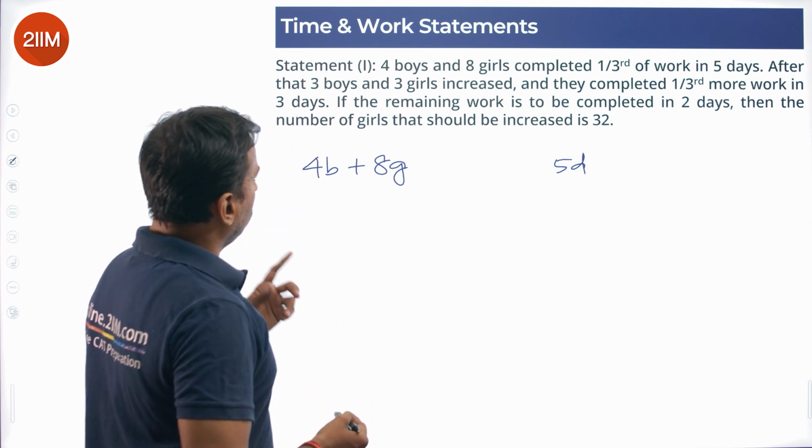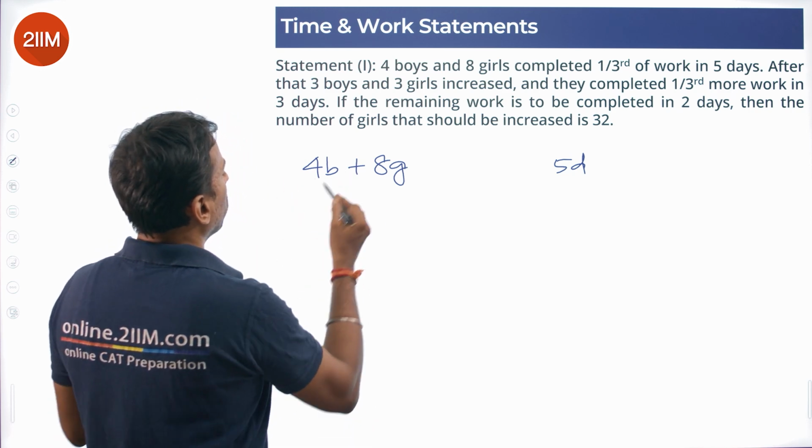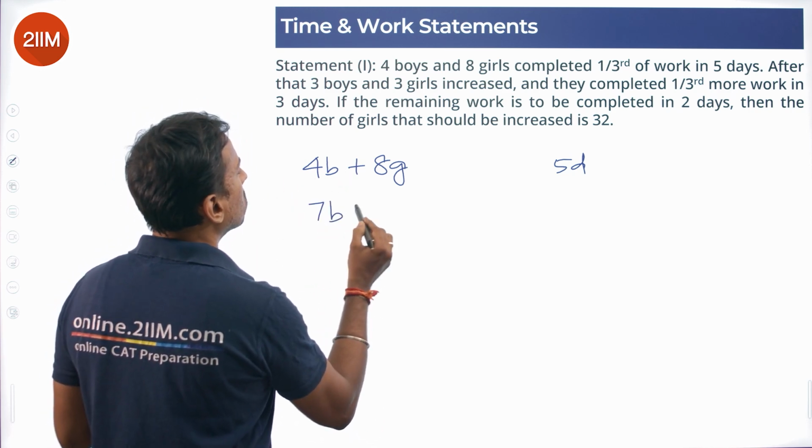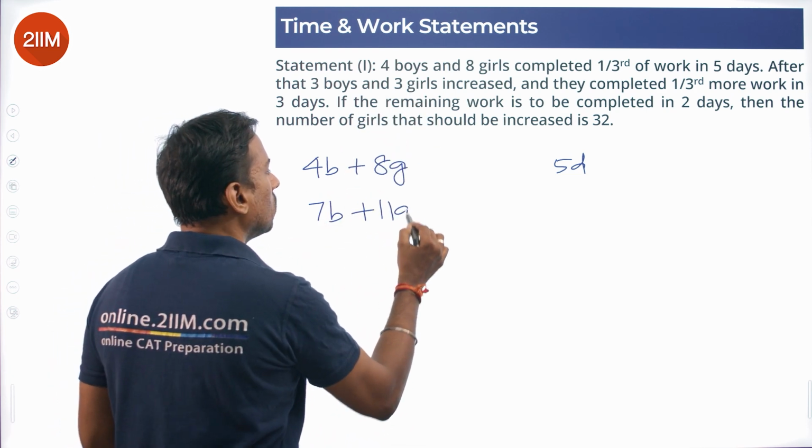After that, 3 boys and 3 girls increased. So with this team, 3 more boys. So that means now there will be 7 boys, 3 girls. That means 8 plus 3, 11 girls.